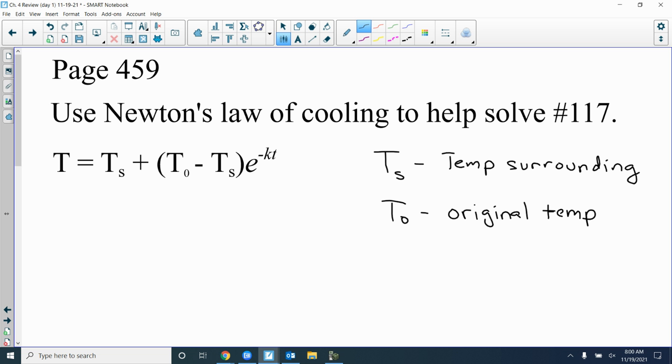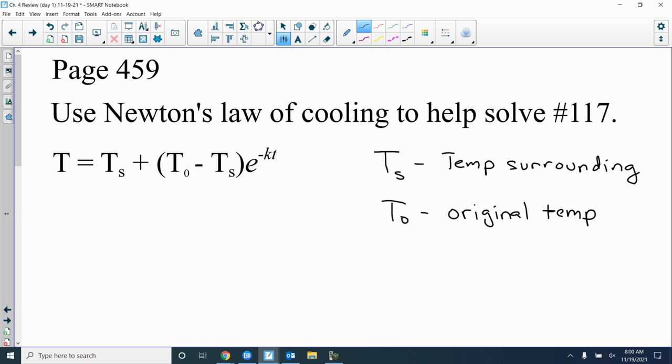Okay, for that, K is some constant. All right, so if you take a look at that one, 117. We're going to take a thermometer from a room at 75 degrees Fahrenheit to the outdoors where the temperature is 20 degrees. The reading on the thermometer drops to 50 degrees after 1 minute.